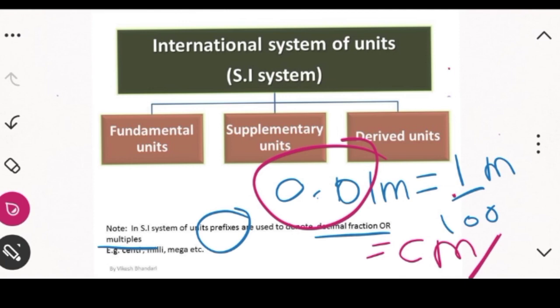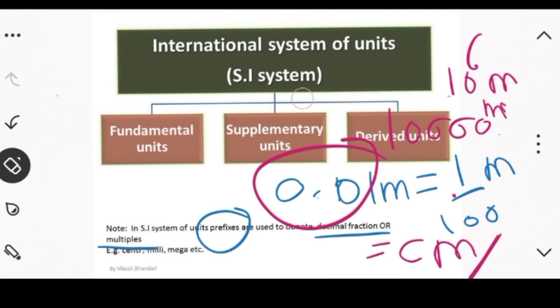For example, 10 to the power 6 meter you are going to represent. How many zeros does it have? It has 6 zeros after the 1. If such a big number is there, it will take some time to tell the exact value. In order to avoid that situation, we are going to represent it as megameter, like that.